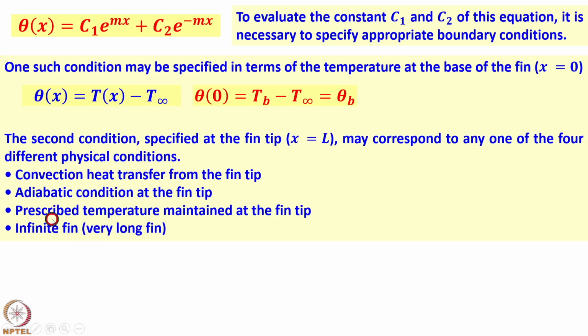One is convective heat transfer from the fin tip. Next is adiabatic condition at the fin tip, that means there is no heat transfer at x equal to L, and here, at x equal to L, there is heat transfer by convection, or a prescribed temperature maintained at the fin tip, that means fin tip also should not exceed certain temperature, or very long fin I am taking, infinite fin. So infinite doesn't mean really infinite.